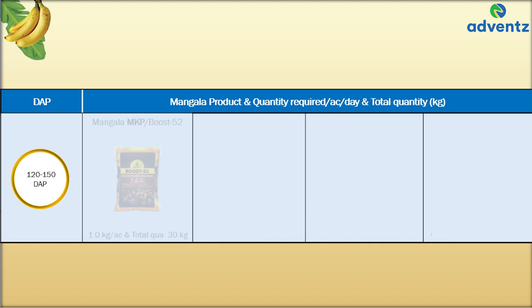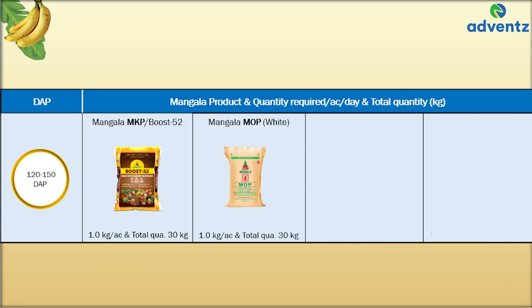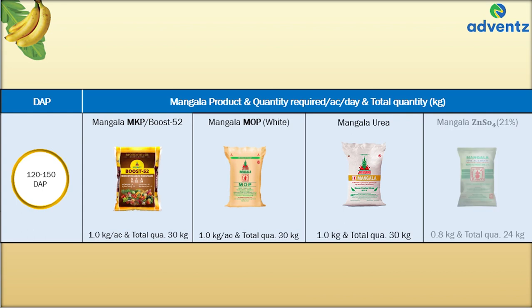The third schedule is planned for 120 to 150 days after planting. The fertigation of Mangala MKP or Boost 52 at the rate of 1 kg per acre per day, with a total quantity of 30 kgs per acre for the entire 30 days, along with Mangala MOP white at the rate of 1 kg per acre per day, with a total quantity of 30 kgs per acre for the entire 30 days duration, along with Mangala Urea at the rate of 1 kg per acre per day, total quantity being 30 kgs for the entire 30-day duration, and Mangala zinc sulfate 21% at the rate of 0.8 kgs per acre per day with the total quantity being 24 kgs.